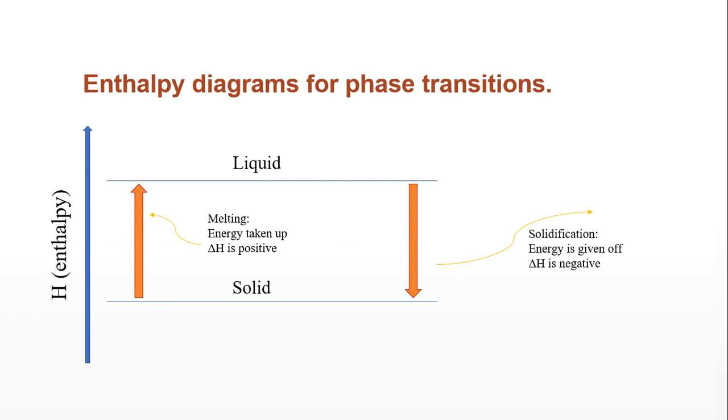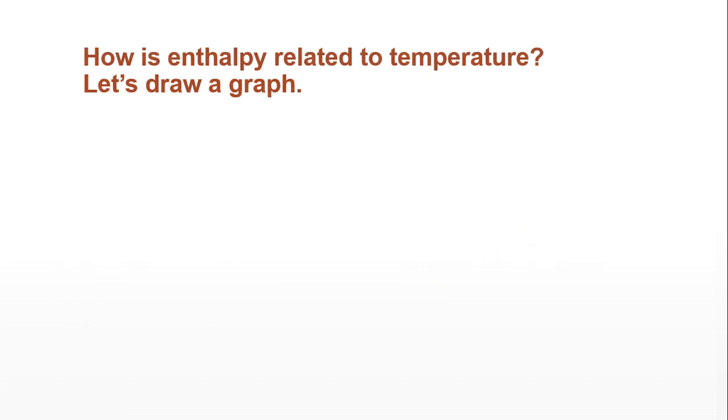So this is a way of thinking that allows you to think about what happens with both the system and the surroundings when we have a phase transition. Because even though the delta H of the system is positive, that means that the delta H of the surroundings will be negative, right? Because the surroundings have to lose energy for the system to gain energy.